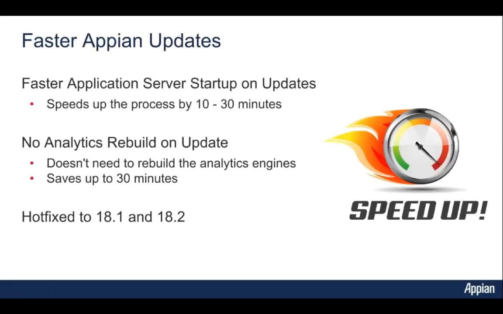Next, we have faster Appian updates. Specifically, when you upgrade to Appian 18.3, you're going to notice that it's a much faster upgrade. The first part of that is overall time, faster application server time has been improved by 10 to 30 minutes. In addition, we don't rebuild the analytics engine anymore on an update. So this is also going to save possibly an additional 30 minutes. So you should expect maybe a 10 to 60 minute improvement in the upgrade process from 18.2 to 18.3.